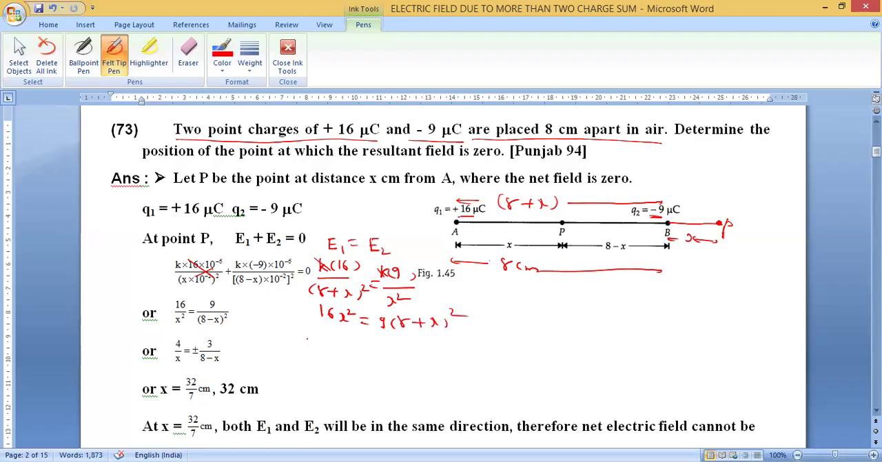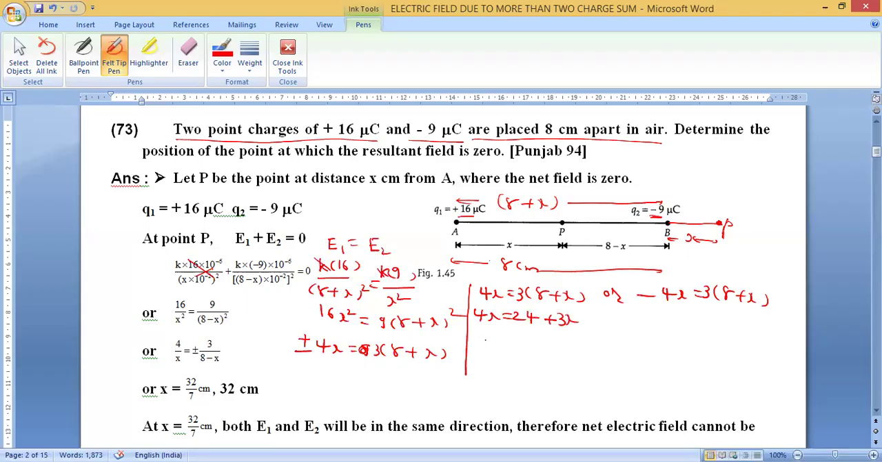Take square root both sides. So plus or minus 4x, 9 means 3, 8 plus x. Now we calculate 4x is equal to 3 into 8 plus x or minus 4x is equal to 3 into 8 plus x. So now we write here 4x is equal to 24 plus 3x. Then x is equal to, here we write 24 centimeter.